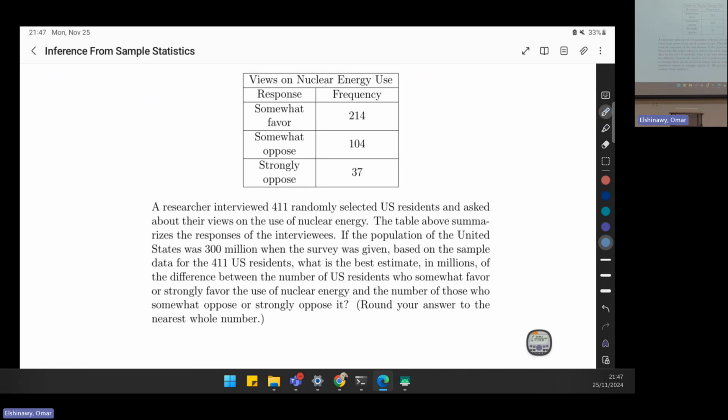So, for example, here you have 300 million people in the United States, but the sample data is only for 411. And so it cannot really represent every single US citizen in that case. But it can try to. That's why it's always probabilistic. There's no absolute certainty in the sense.